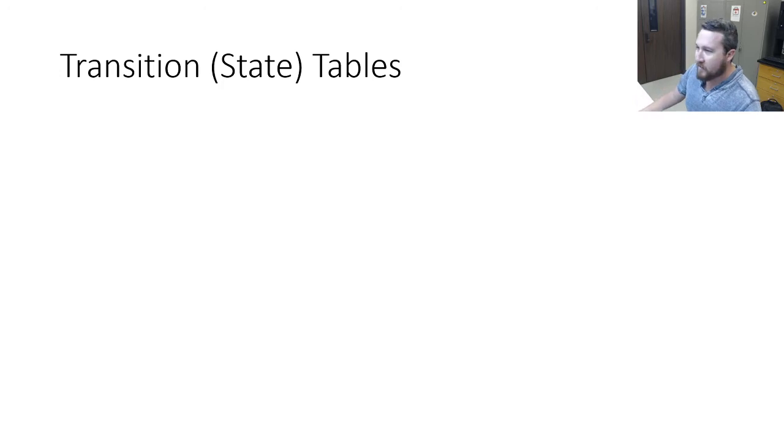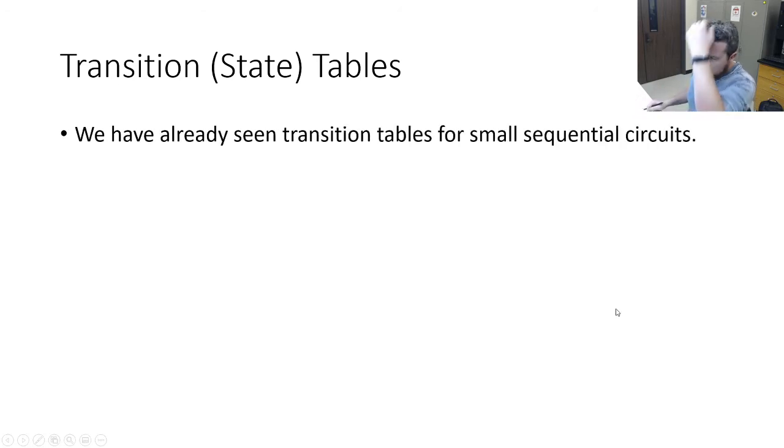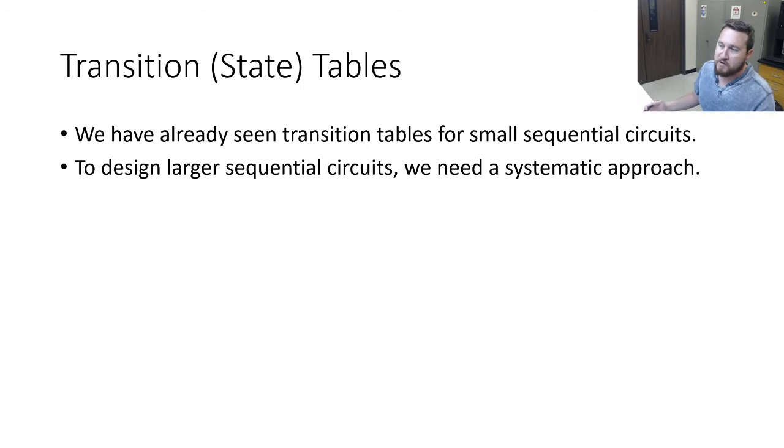But let's talk about transition tables, otherwise known as state tables. We've already seen transition tables for small sequential circuits. But to design a larger sequential circuit, we need a more systematic approach, right? Kind of like way back in the day when we were looking at Boolean algebra simplification, we needed a sort of process to streamline things and make it a little more algorithmic, a little more systematic.